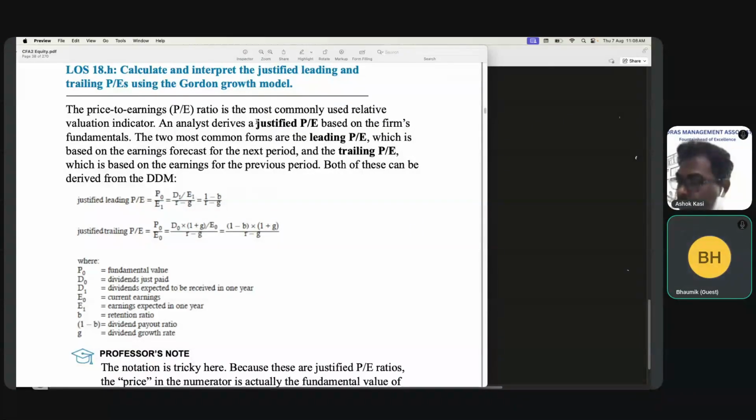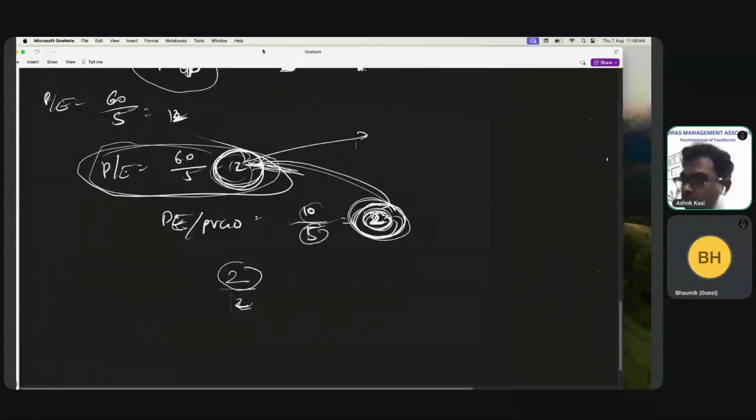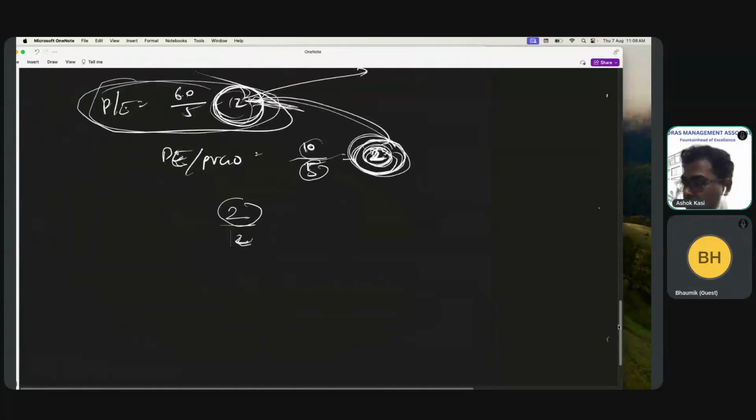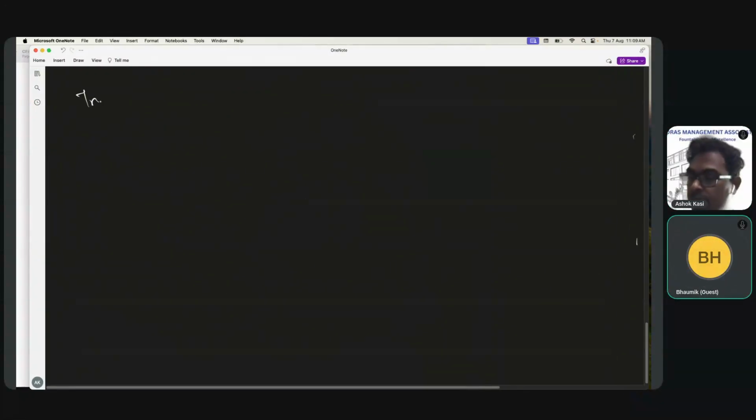Now next one. All these leading PE, trailing PE, we have already done in level 1. We'll quickly recap that one. So trailing PE first of all. Trailing PE is the normal PE ratio. For trailing PE you are using the Gordon growth model.